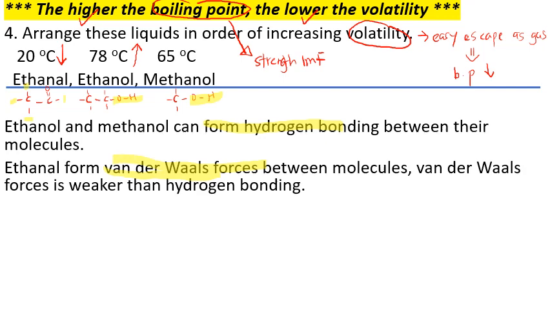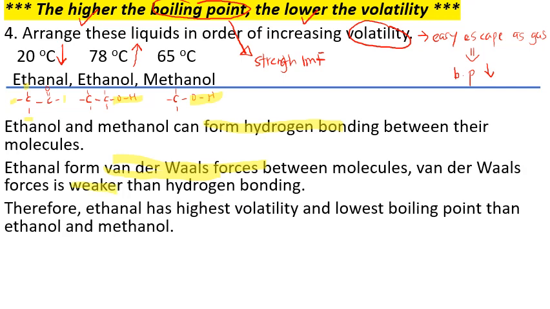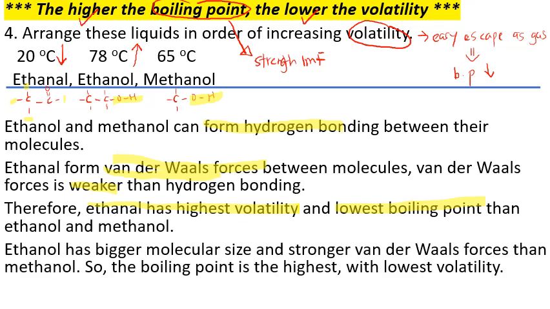Okay. So as we know, van der Waals force is weaker than hydrogen bond, so that is why ethane has the highest volatility with the lowest boiling point. So now, both methanol and ethanol consist of hydrogen bond. So the next one we are going to compare will be the molecular size. Because ethanol has a bigger molecular size, therefore the van der Waals force between the ethanol molecules is stronger than in methanol molecules. So this is why the boiling point of ethanol is the highest and therefore it has the lowest volatility.